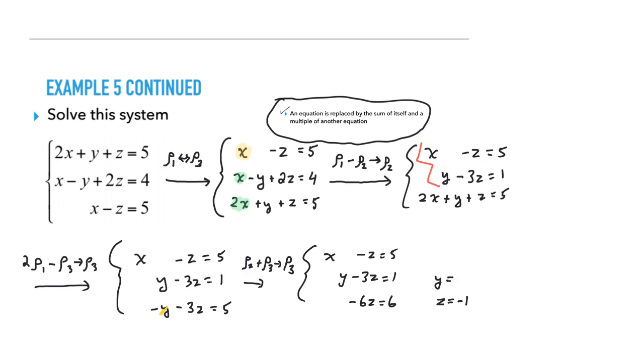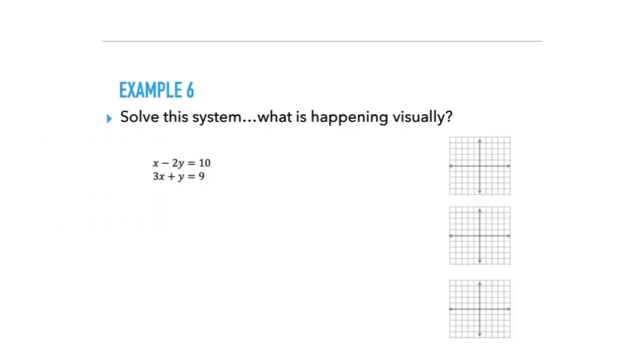Plugging negative 1 back in, I get y plus 3 is equal to 1, which means y is equal to negative 2. And then plugging negative 1 back into the first equation, I find that x is equal to 4. So the solution to this system as an ordered triplet is 4, negative 2, negative 1. It's worth pointing out that this might not be the fastest way to solve this particular system, but it is very, very systematic. And systematic is very important as the number of equations and unknowns grows larger and larger.